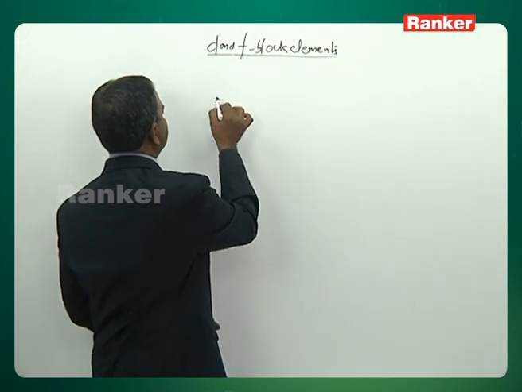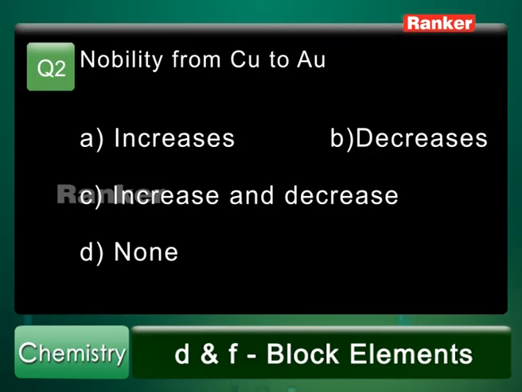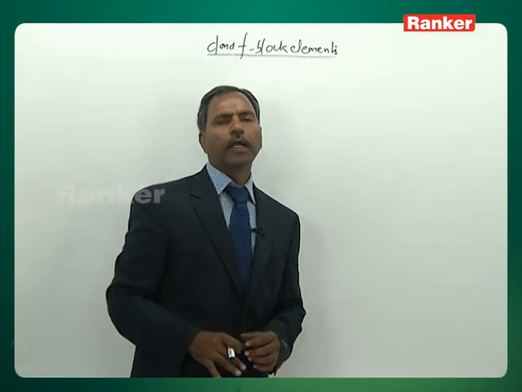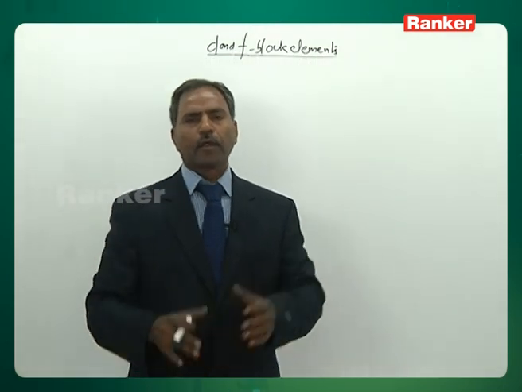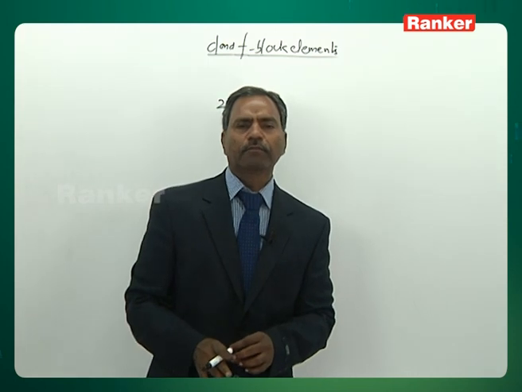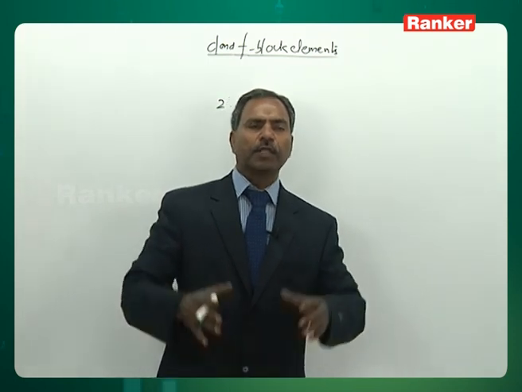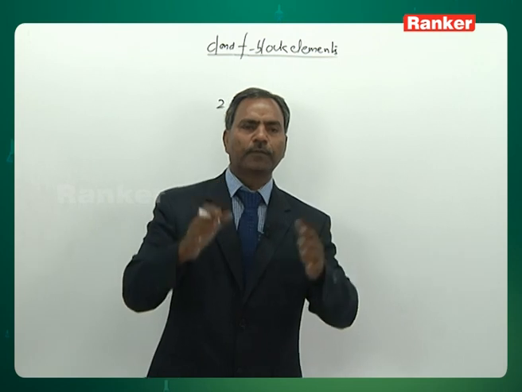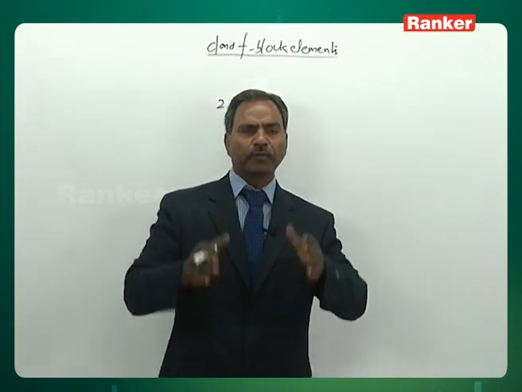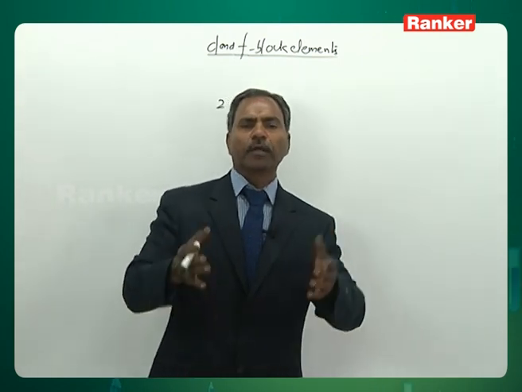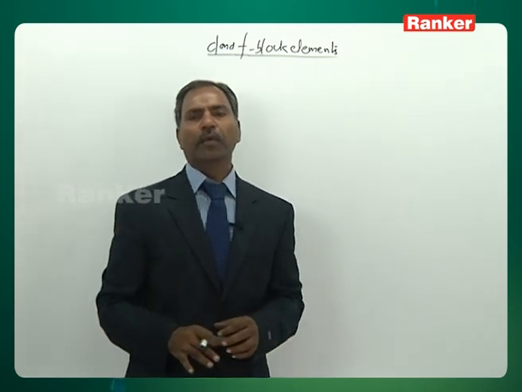See question number 2: nobility from copper to gold. Option A is increases, B is decreases, C is increases and decreases, and the fourth option D is none. Nobility from copper to gold actually increases. From top to bottom, the mass number is increasing, copper to Ag, Ag to Au. As the mass number increases for these coinage metals, their nobility increases. Au is often called a noble metal.